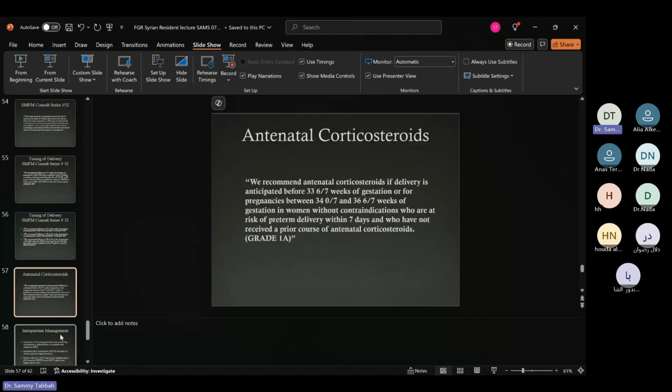So again, here in the US, we recommend steroids if delivery is anticipated at less than 34 weeks gestation. And we consider it between 34 and 36 weeks and 6 days in those who haven't had steroids before and who don't have any other reasons that they can't receive steroids. So if they have diabetes, for example, and they're after 34 weeks, we do not recommend giving steroids because that will worsen their blood sugars and is not associated with better outcomes from the baby's perspective.